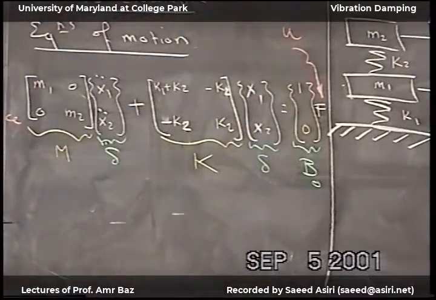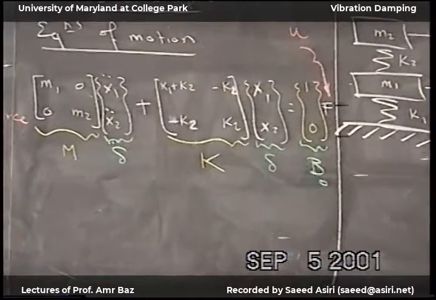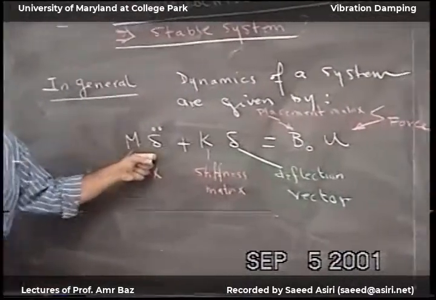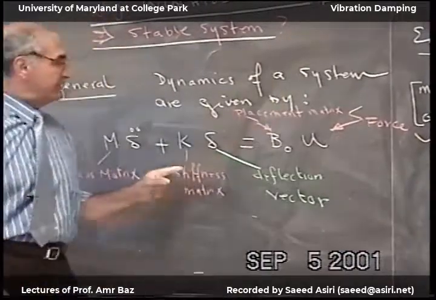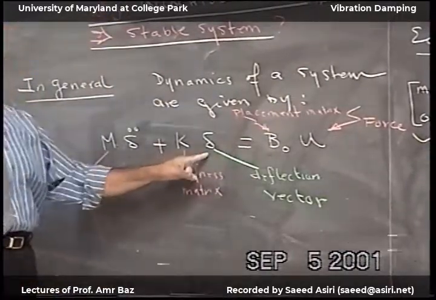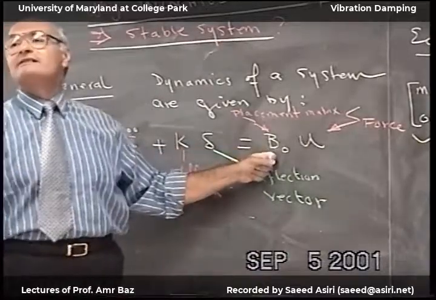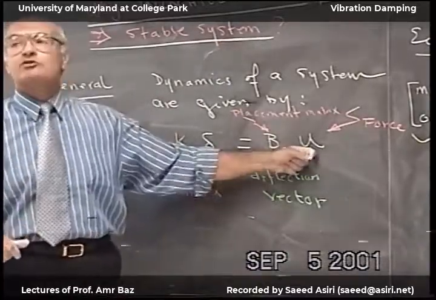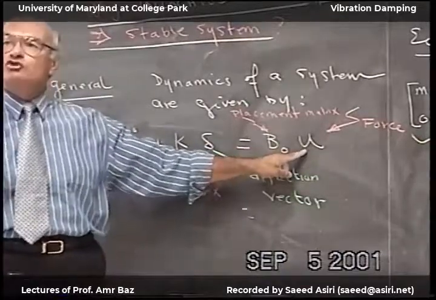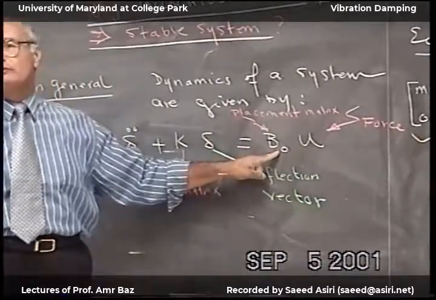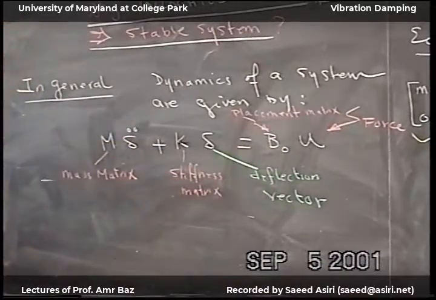So any system, I can write it in this form. I can write mass matrix, acceleration of the entire vector of all the displacement of the structure, the stiffness, the deflection, and then where I place the actuators and the actuator forces. Okay. If we have two of these, then this would be 2 by 1, and this has to be 2 by 2, and so on.